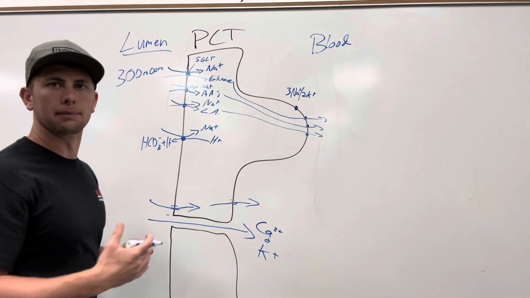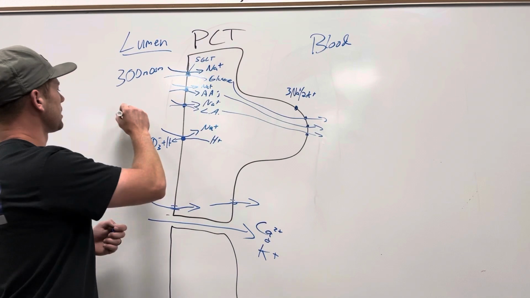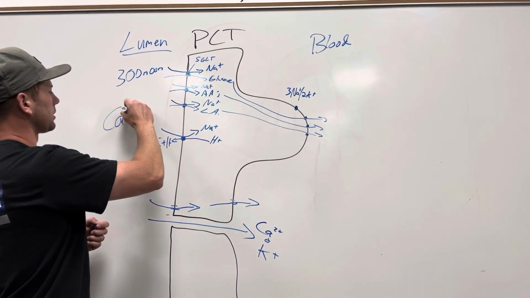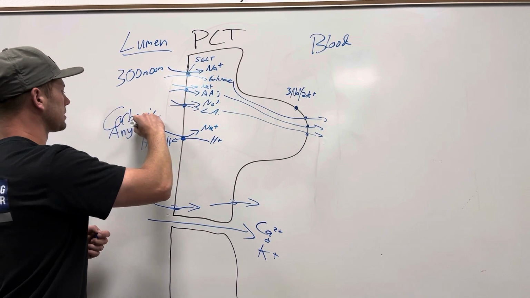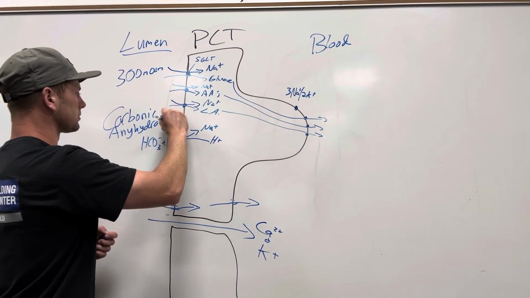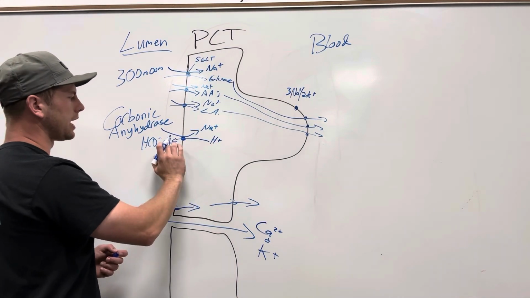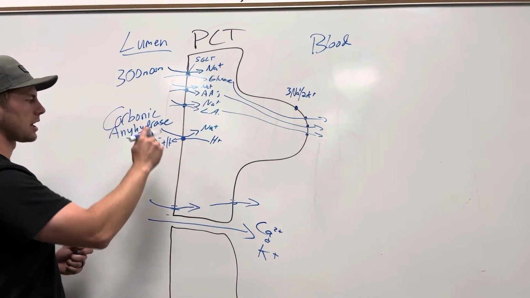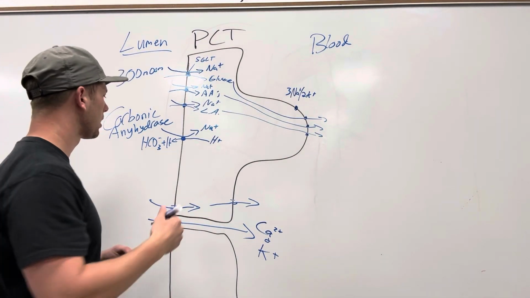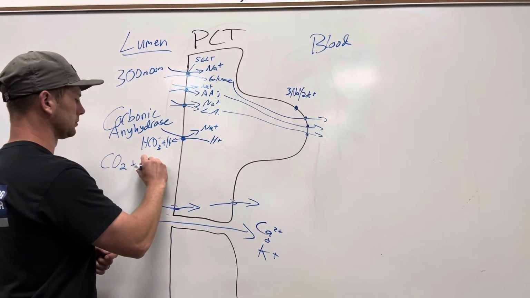There's an enzyme to help catalyze this reaction, and this enzyme is carbonic anhydrase. Okay, so sodium will drive out an H, which will react with bicarb through this enzyme, so it happens a lot and quickly, and it will turn into CO2 and water.